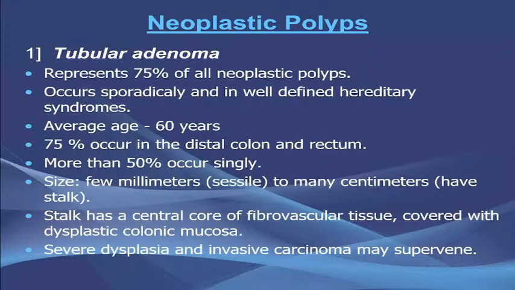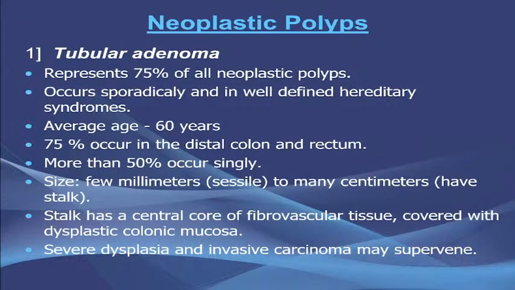So tubular adenomas are the most common, representing about 75% of all neoplastic polyps. They occur sporadically and also in well-defined hereditary syndromes. The average age is about 60, so it's really a disease of older adults. 75% occur in the distal colon and the rectum, and more than 50% occur singly, so they are single lesions.